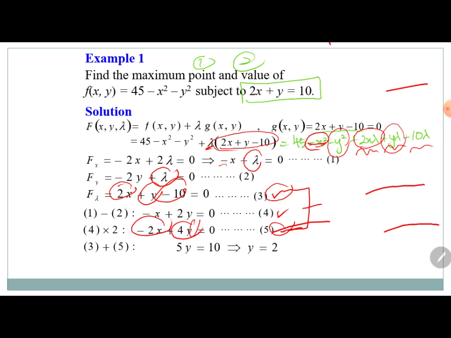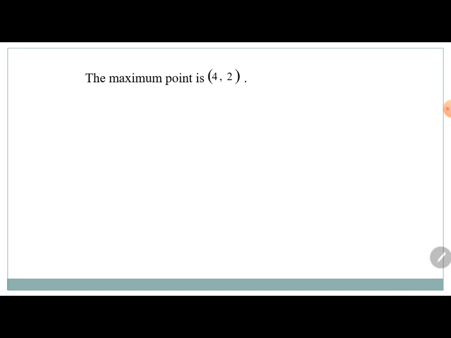Now can we find the value of x? Yes, we can substitute into either equation 3 or 4. If we substitute into equation 4, we get negative x plus 2 times y, which is 2, equal to 0. So x equal to 4. Now we have the point which is 4, 2. The x coordinate is 4, the y coordinate is 2. This is not the final one. We need to find the maximum value by substituting 4 and 2 into the equation.